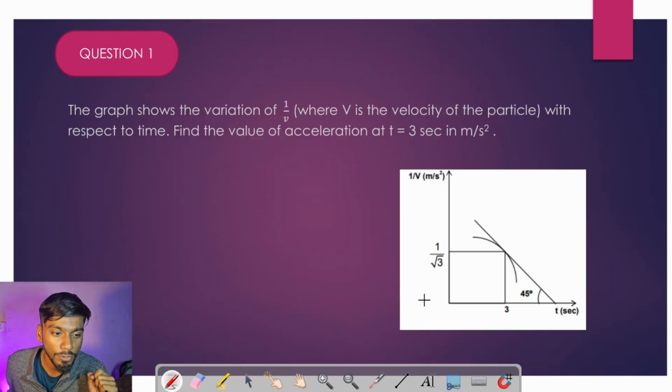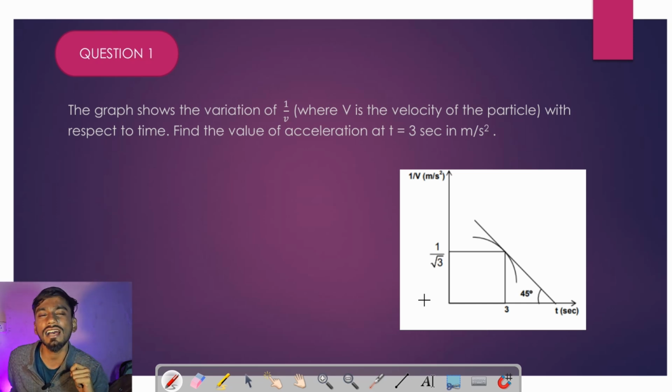I can categorize it as mains level also, but I think this type of question has high probability to come in JEE Advanced because these are graphical questions. You need graphical analysis to solve this particular type of question. Let's see. The graph shows the variation of 1 by v, where v is the velocity of the particle, of course, with respect to time. Find the value of acceleration at t equal to 3 seconds in meter per second square.